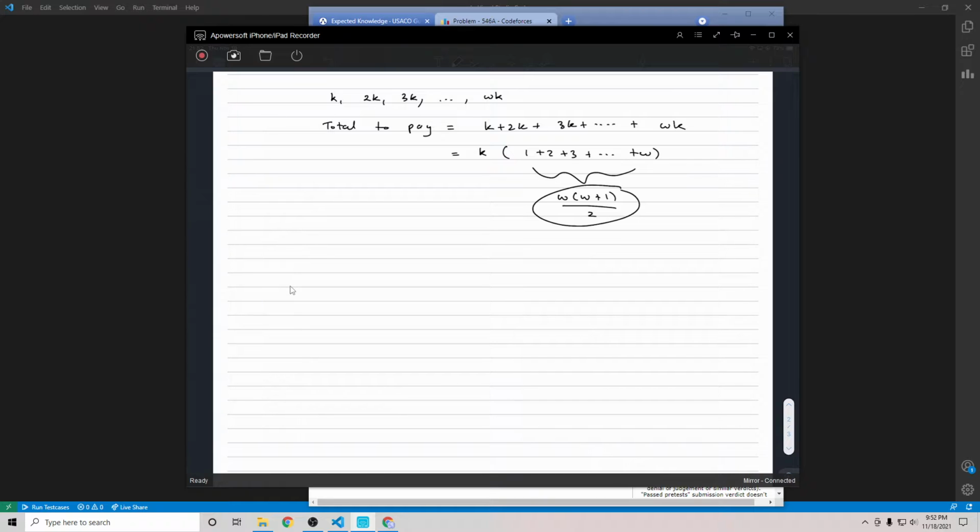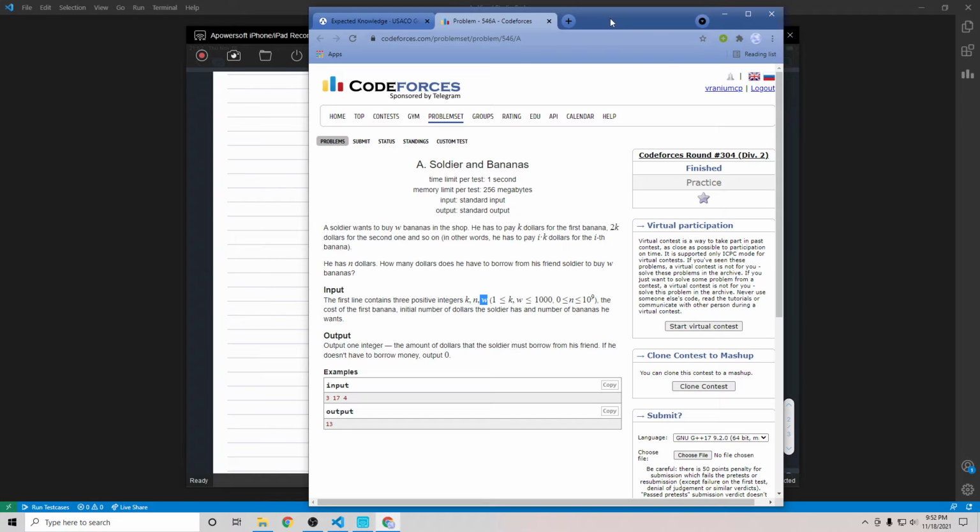So we now know the total to pay, and N is how much he currently has. So if the total to pay is bigger than how much he currently has, then he has to pay total to pay minus N amount of gold, and he has to borrow this from his friend. Otherwise, if total to pay is less than or equal to the amount of money he currently has, then he doesn't have to borrow any money, so we can just output 0.